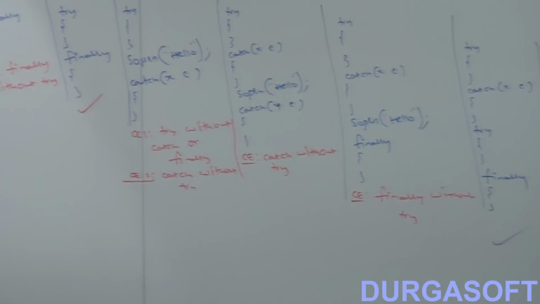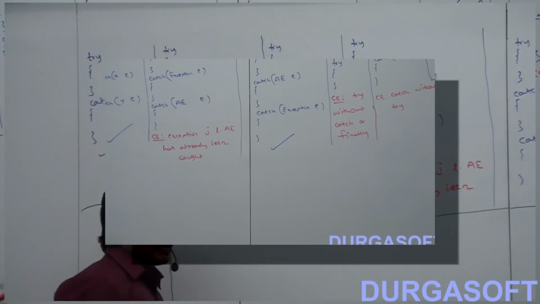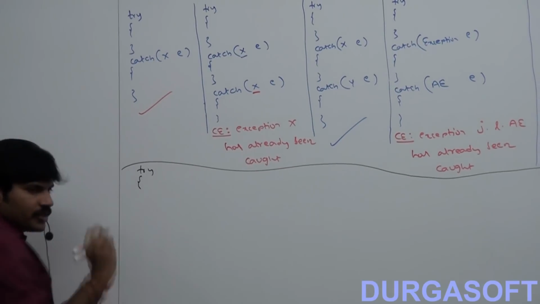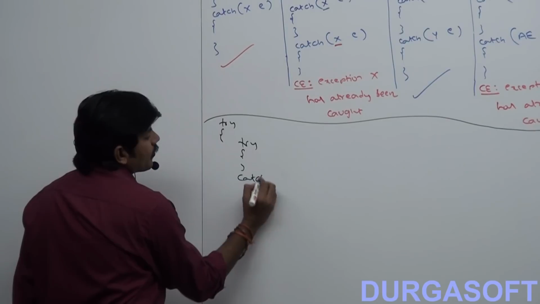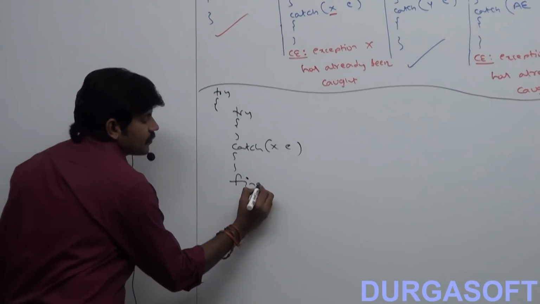Next, some more combinations. Let me explain. I hope up to this is clear. Here I am taking try. Within the try block, I want to take a try, catch, finally.